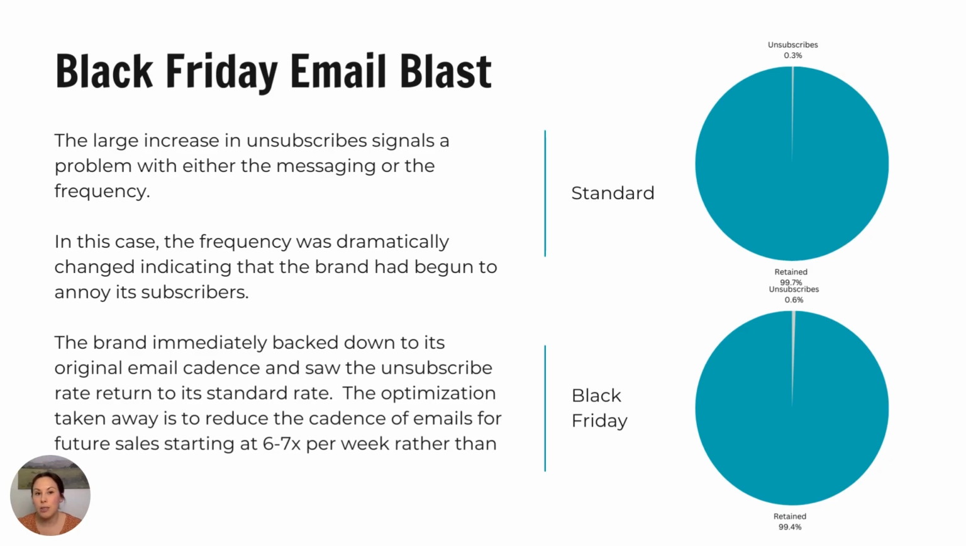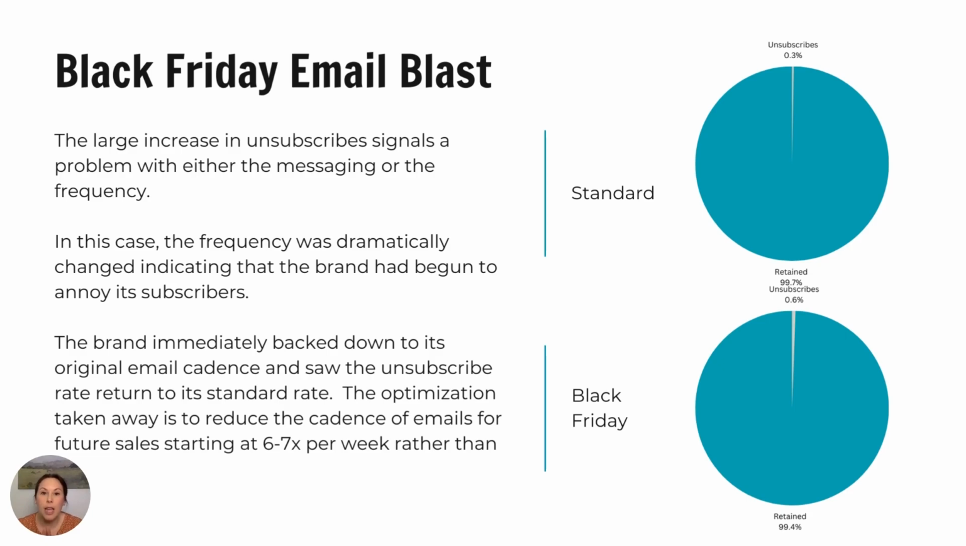The metrics simply tell us that there was a change, and now we get to look back and figure out why it happened. So the unsubscribe data points told us that something had happened, and now we got to look back and say, oh, well, of course, we tripled the amount of emails that we were sending. That's got to be the cause. Armed with this info, the brand immediately backed down to its original email cadence and saw that the unsubscribe rate returned to its standard 0.3%.